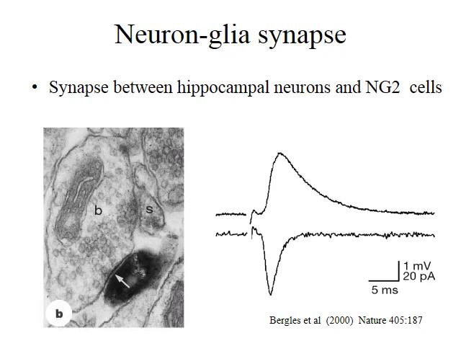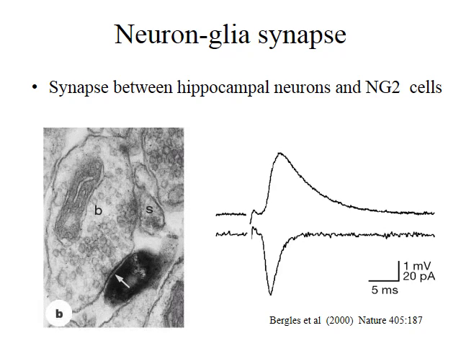In this case, the synaptic transmission was caused by release of glutamate from the neuron and activation of AMPA receptors on the glial cell, on the NG2 cell. It was subsequently shown that there are also GABAergic synapses between neurons and NG2 cells.